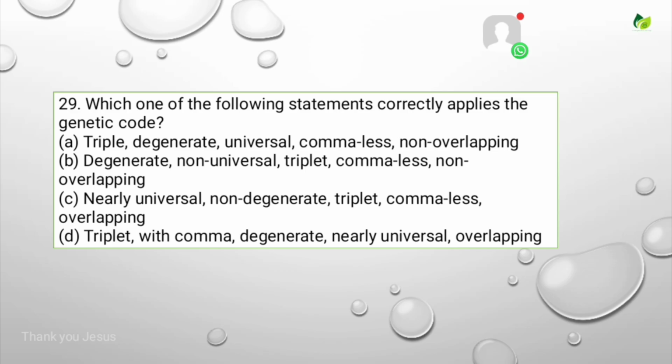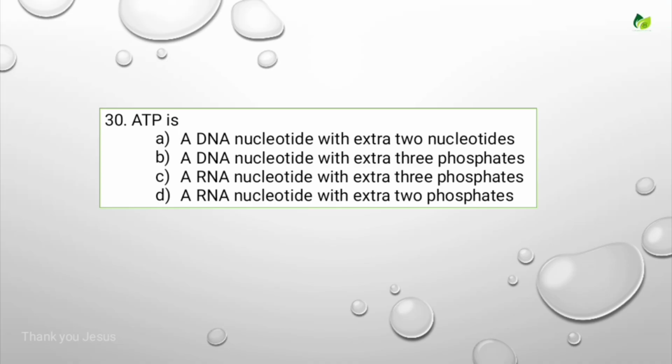Which one of the following statements correctly applies the genetic code? So options are triplet, degenerate, universal, comma-less, non-overlapping. Degenerate, non-universal, triplet, comma-less, non-overlapping. Nearly universal, non-degenerate, triplet, comma-less, overlapping. Triplet with comma, degenerate, nearly universal, overlapping. For this, the correct answer is triplet, degenerate, universal, comma-less, non-overlapping. Let's see the next question.